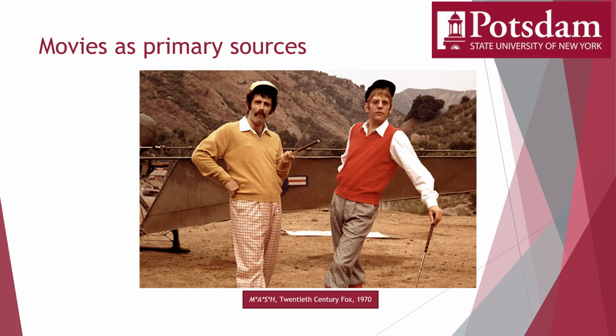But it's important to note that later movies can be their own type of primary source. The movie MASH is set during the Korean War. Since it was made in 1970, almost 20 years after the Korean War, it's not a primary source about Korea. But because it was made during the Vietnam War, it's a great primary source for Vietnam, with its hippie doctors fighting against the uptight army establishment.